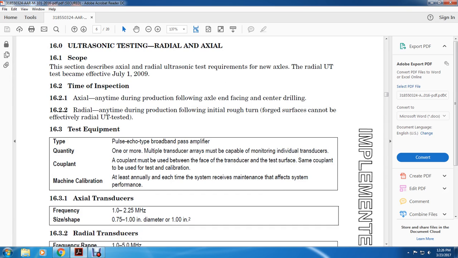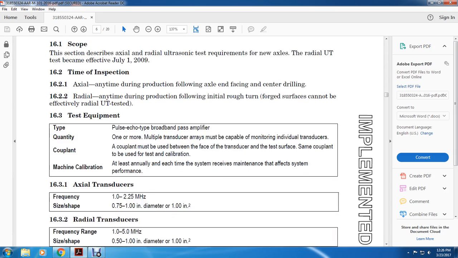16.3 Testing equipment type. The pulse echo type with a bandpass amplifier. One or more multiple transducer arrays must be capable of monitoring individual transducers. Couplant. The couplant must be used between the face of the transducer and test surface. The couplant is to be used for test and calibration. Machine calibration, at least annually and each time the system receives maintenance, for effective system performance.